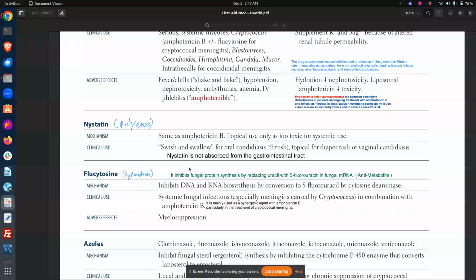Adverse effect is myelosuppression. It causes pancytopenia. It decreases the synthesis of RBCs. Myelosuppression means it causes bone marrow suppression. So it inhibits the synthesis of RBCs, WBCs, and platelets.